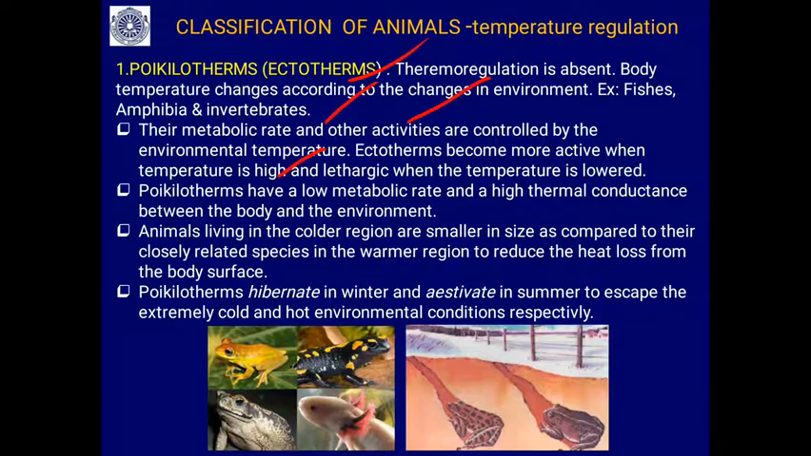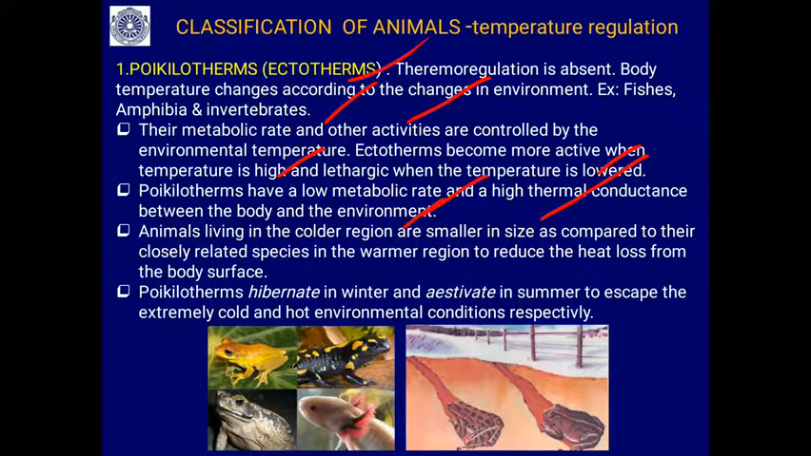Their metabolic rate and other activities are controlled by the environmental temperature. Ectotherms become more active when the temperature is high in the atmosphere or environment, and they become lethargic and inactive when the temperature is low. So poikilotherms have a low metabolic rate and high thermal conductance between the body and the environment. They absorb heat quickly from the environment, and they have a low metabolic rate when there is a cooler atmosphere.